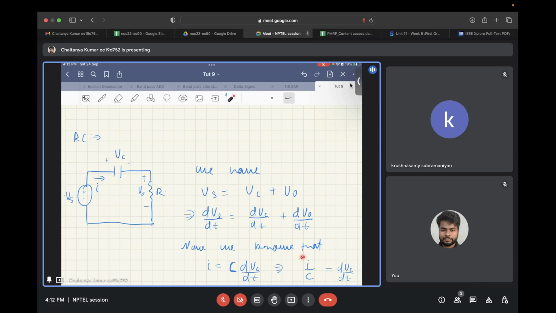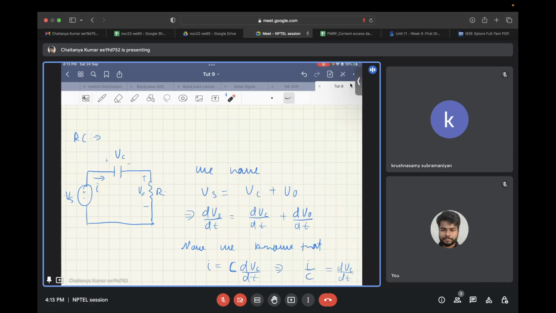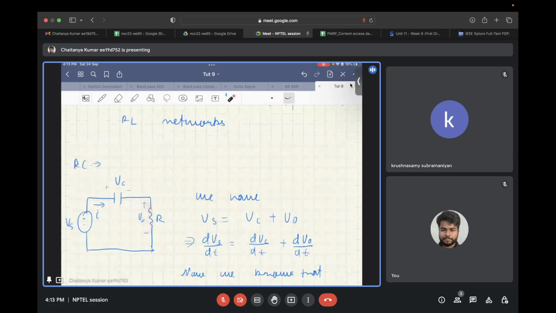So this thing, I by C, you can substitute in the equation above, and from there you get dVs by dt is equal to I by C plus dV naught by dt. And also, since the current is in series, the same current flows through the resistor as well.